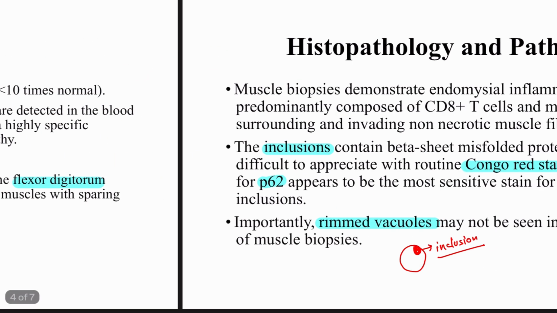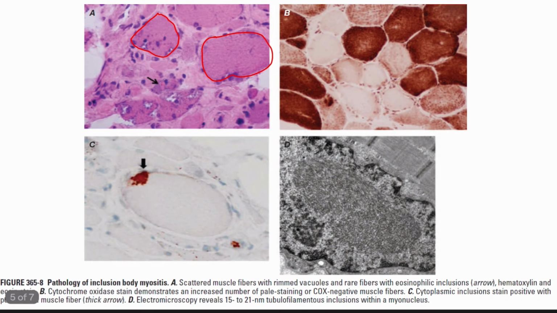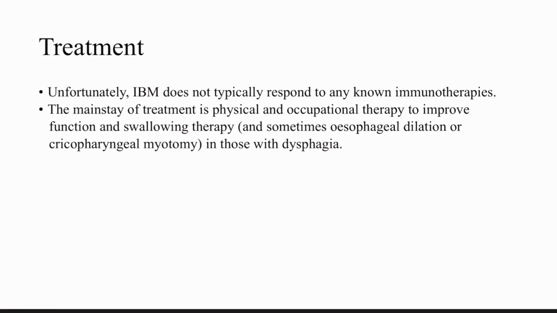That is done, MRI findings. HPE, histopathology and pathogenesis. Histopathology: we will see CD8 cells and macrophages infiltrating the muscle fibers. Inclusions contain beta sheets of amyloid which are difficult to appreciate with Congo red. We have to do staining with P62 to see them. Importantly, there are rimmed vacuoles also. Rimmed vacuoles are empty spaces in which there are inclusion bodies. These are the images that we have discussed.